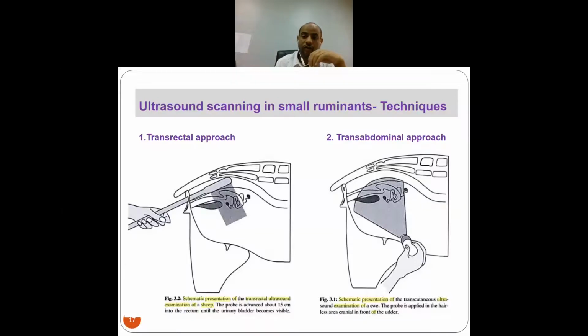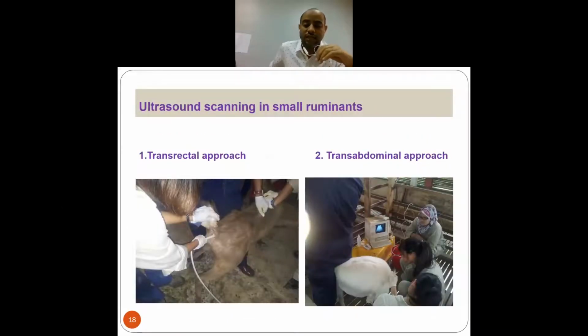Okay, these are some practical example pictures that were taken during our practical sessions in the past. And this is one of the wild ruminant species, which is actually a deer. So it's not only for sheep and goat. When you are talking about small ruminants, any wildlife animal can also be used, or it can be applied to those kinds of animals too.